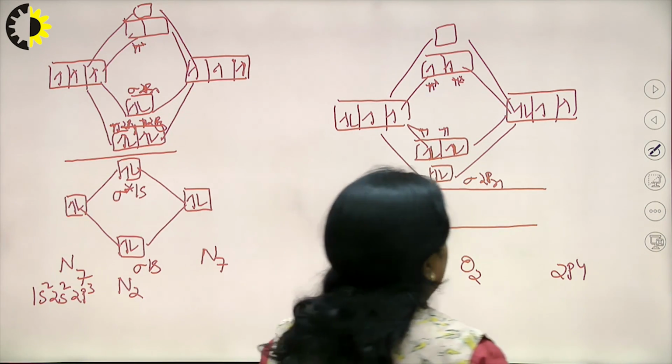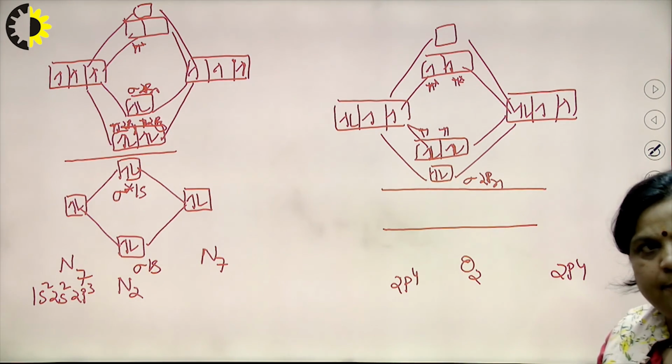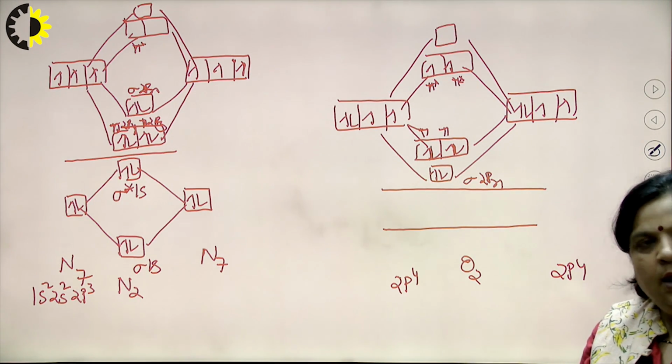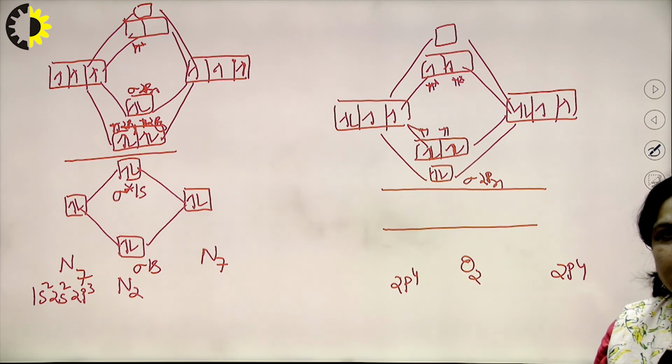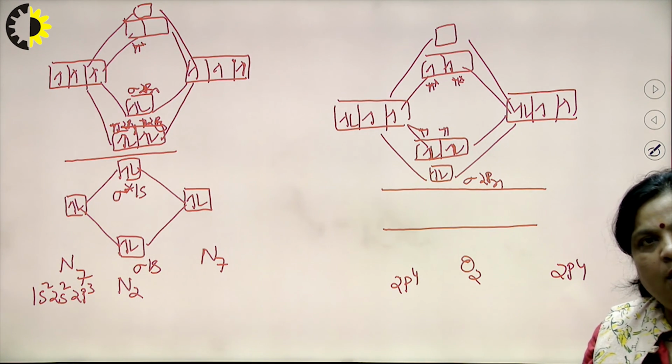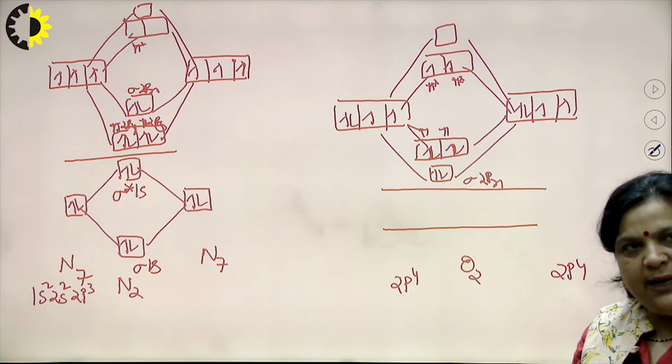So, this is the method to draw the molecular orbital diagram of a homonuclear molecule, and in the next lecture I will explain the diagram of heteronuclear molecules and two exceptions, CO and HF. Thank you.